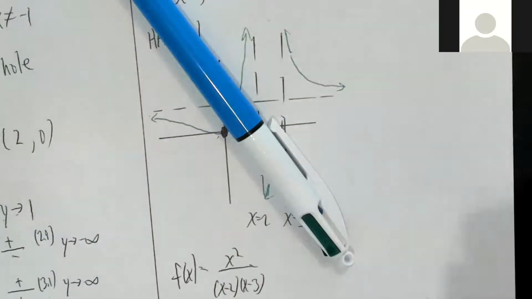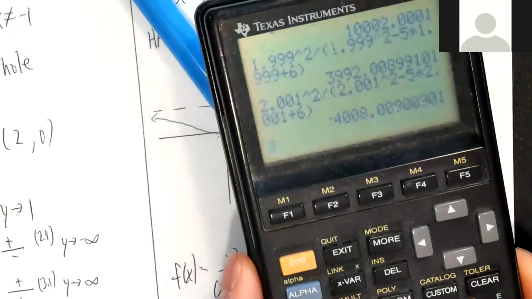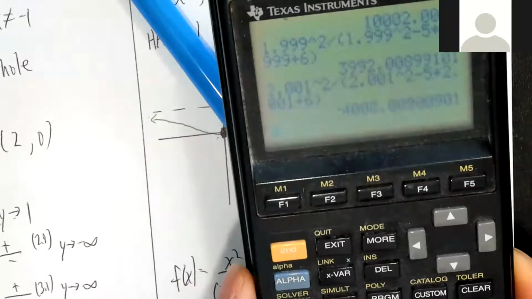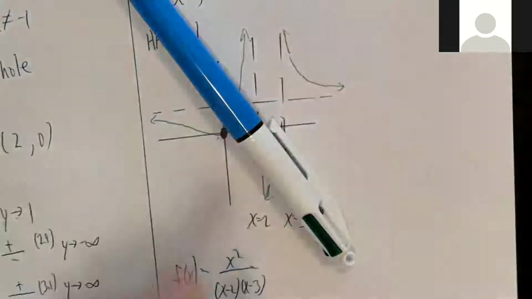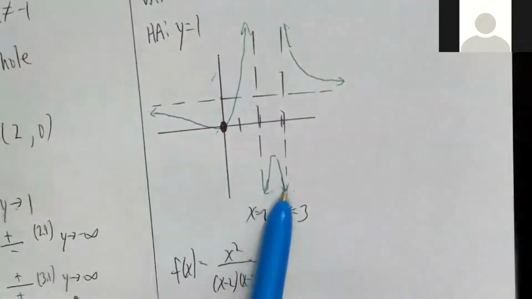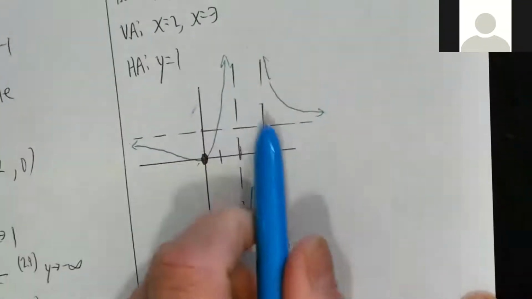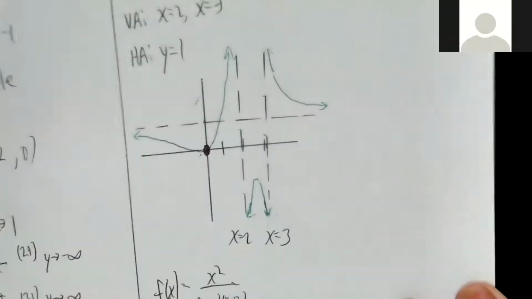So like 2.001. Let me try to type in the same expression, but I'll type in 2.001. Negative 4008 point blah blah blah. So a super big negative number, just as I anticipated. And you can do the same analysis here. I don't feel like it, but if I typed in 2.999, I should get a big negative. And if I typed in 3.001, I should get a big positive.